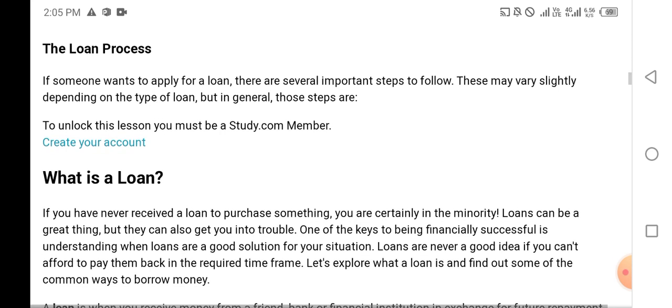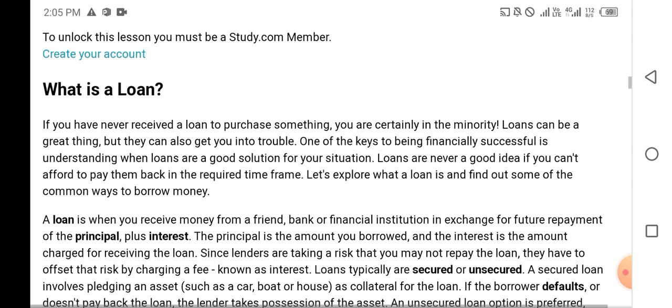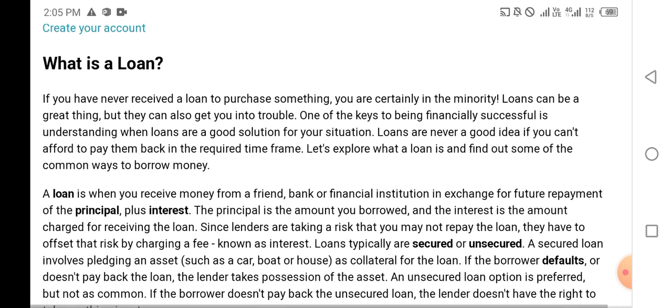paid down on the principal. The loan process: if someone wants to apply for a loan, there are several important steps to follow. These may vary slightly depending on the type of loan, but in general, these steps are: what is a loan?